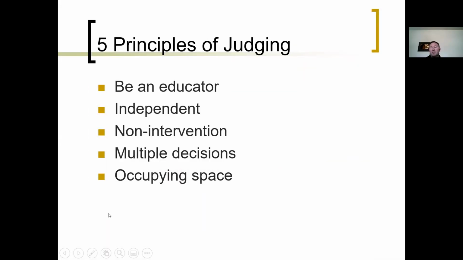Okay, 5 principles of judging. There are 5 things that I think are incredibly important for you to keep in mind as you are a judge. The first is that your goal is to be an educator. You need to be independent. You need to practice what we call non-intervention. Understand and recognize that there are multiple decisions being made. And so any given decision you make isn't the end decision, and it doesn't ruin somebody's life if you make a bad call, so to speak. And then lastly, occupying space. I'll talk about each of those 5 things.